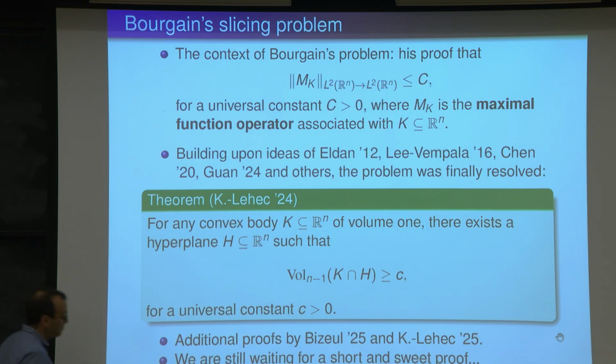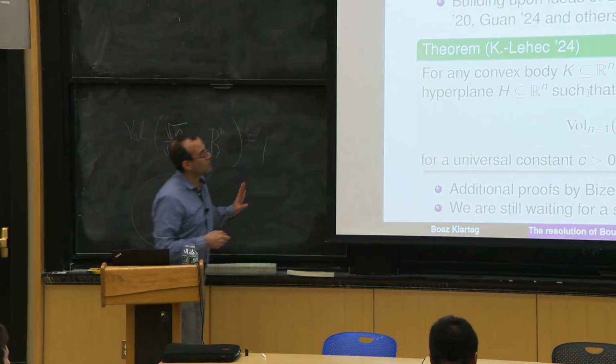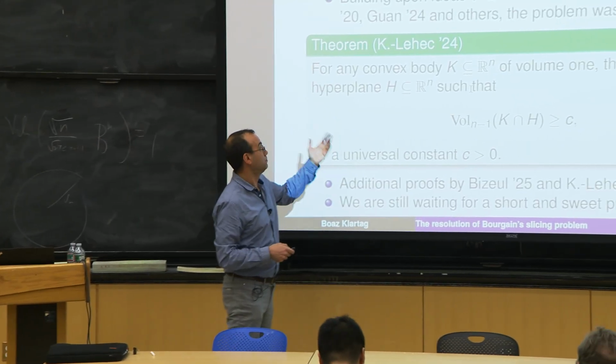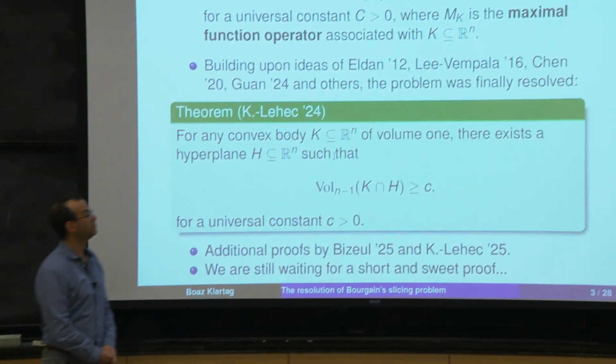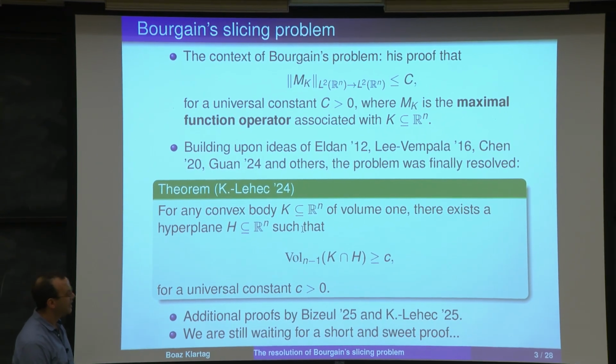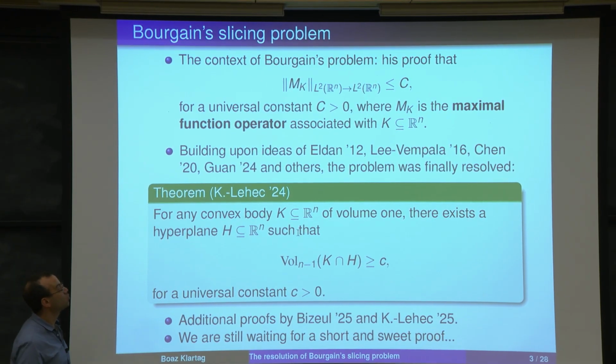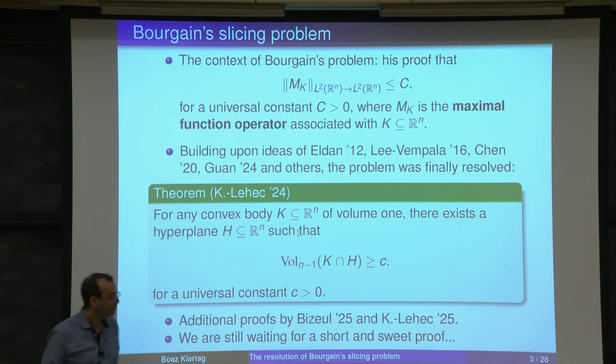And fortunately, this problem was recently resolved, mostly thanks to the works of people like, so there were brilliant ideas going back mostly to the PhD of Ronen Eldan from Tel Aviv University in 2012, and they were refined by Lee, Vempala, Chen, Guan, and others. The final step in the proof was obtained at the end of 2024. In joint work with Joseph Lehec from the University of Poitiers, we proved that this is indeed correct: for any convex body K in Rn of volume 1, there exists a hyperplane H in Rn such that the slice of K with this hyperplane has volume which is at least a universal constant.